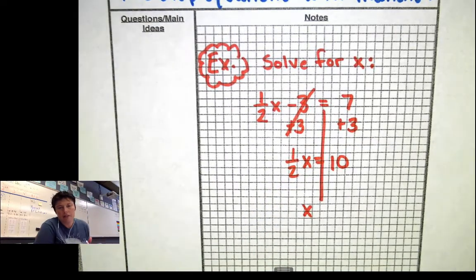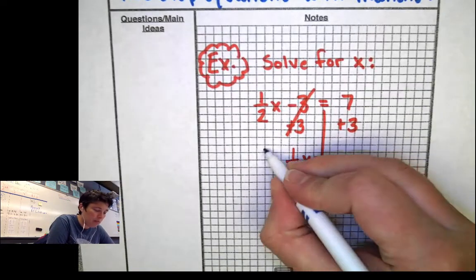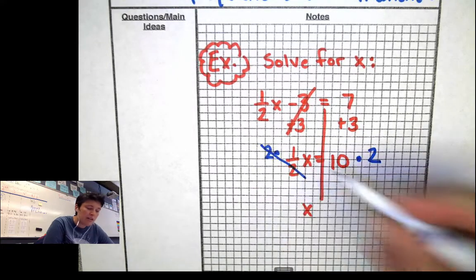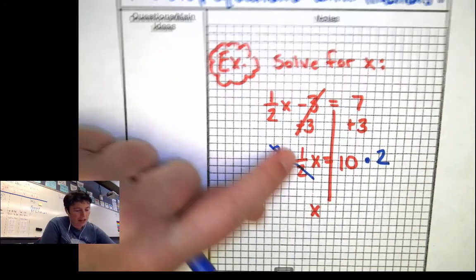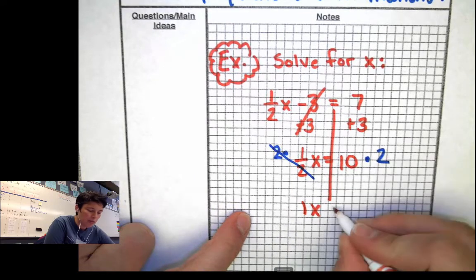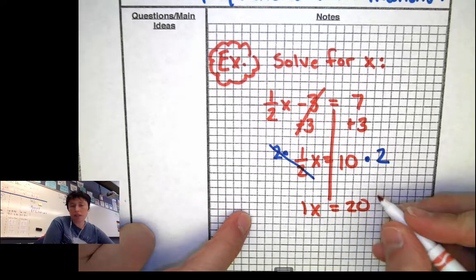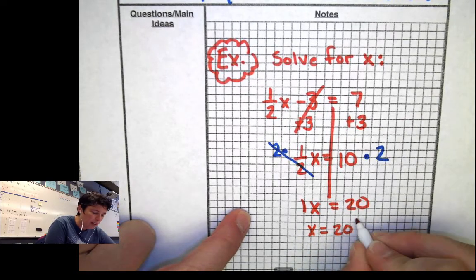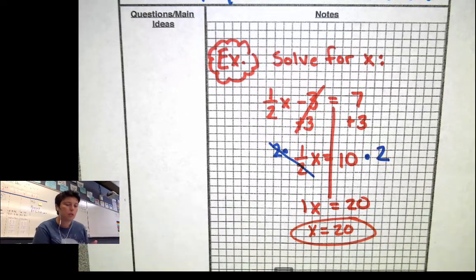Well, how do I get rid of a fraction? Fractions mean to divide. So if this is a division problem, the opposite of dividing is to multiply. So I'm going to be multiplying by 2 on both sides. That's what's going to get rid of this fraction, so that all I'm left with is a 1x, and 10 times 2 equals 20. And I basically have my answer because 1x is really just an x, so x is equal to 20. There's my solution. So the steps are really no different. We're still isolating variables. It's just managing those fractions.